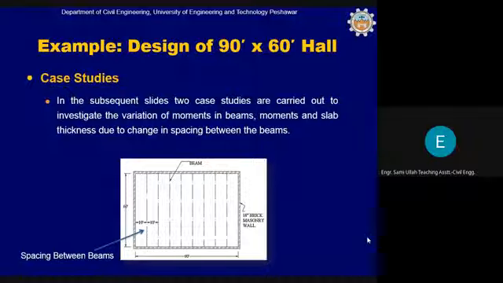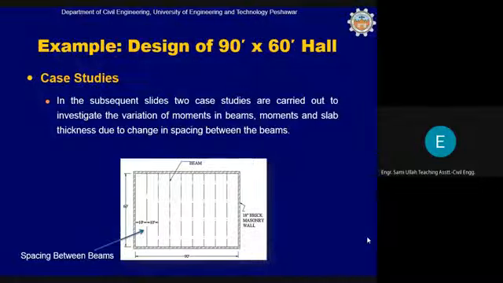So in the subsequent slides, two case studies are carried out to investigate the variation of moments in beams and slab thickness due to change in spacing between the beams. Case study number 1: variation of slab thickness and moment with the spacing between the beams. Now look at this carefully. We are changing spacing between the beams from 10 feet to 20 feet. This was the case that we have completed right now.